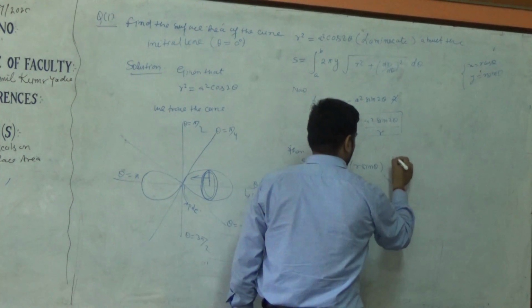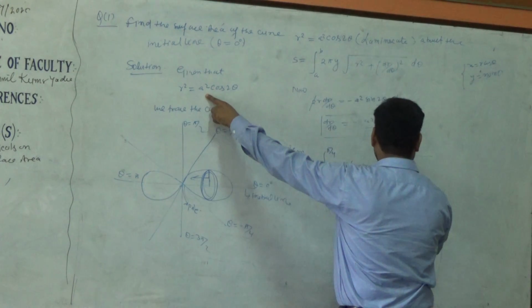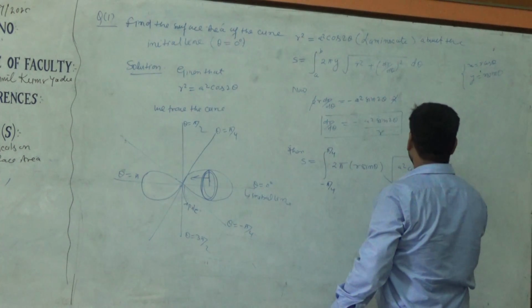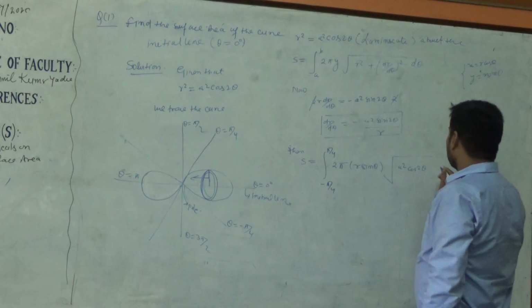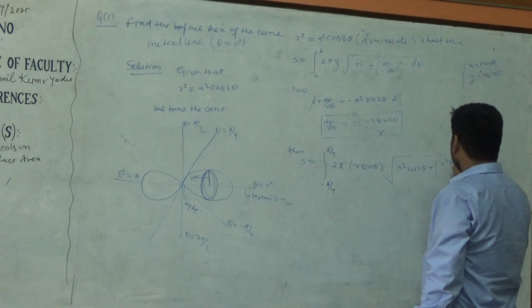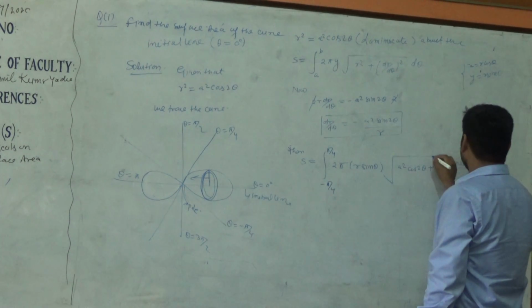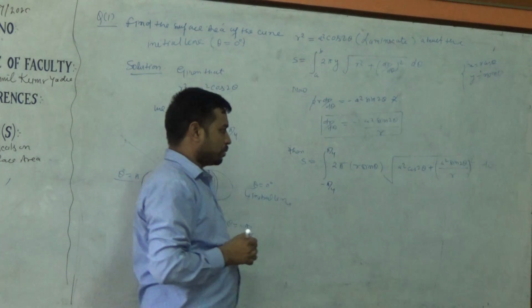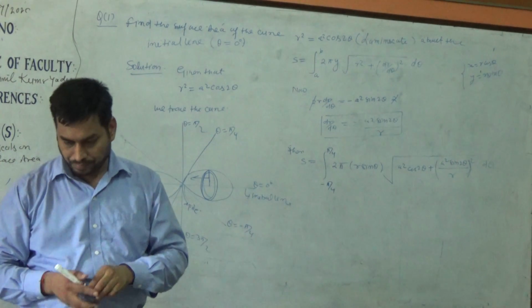Into under root r square plus dr upon d theta whole square. The value of r square is a square cos 2 theta, plus the value of dr upon d theta, which is a square sin 2 theta upon r, whole square, d theta. Now we substitute this value in the given integral and simplify.